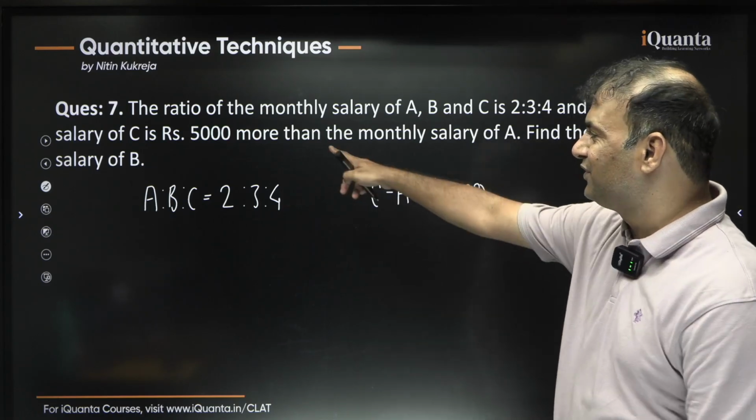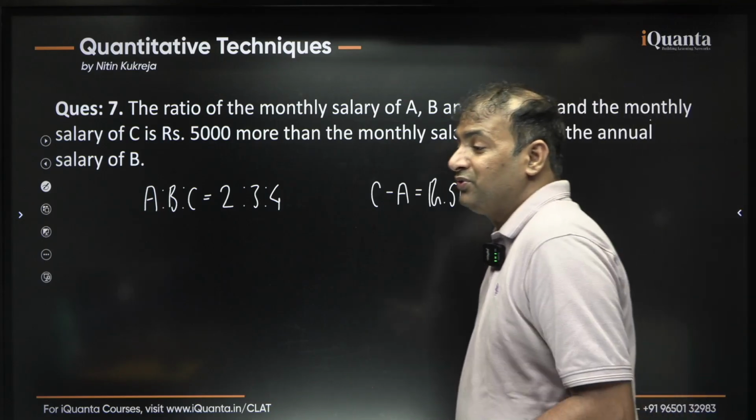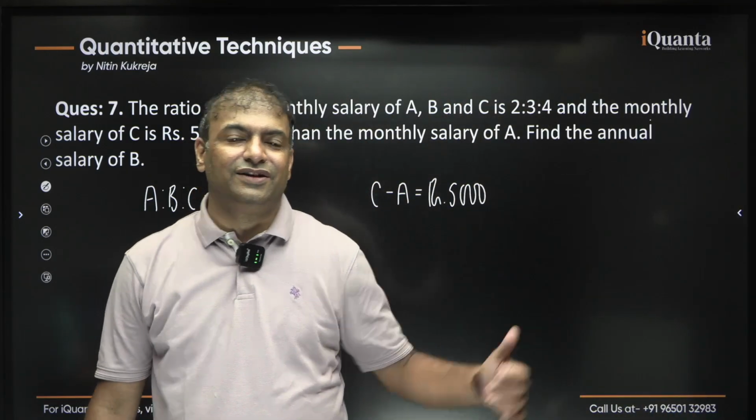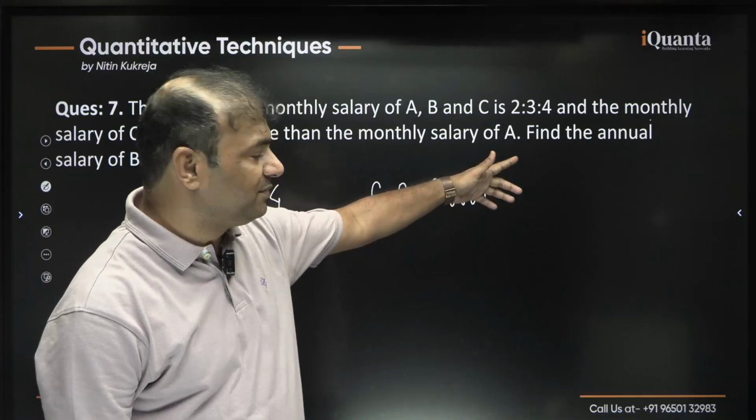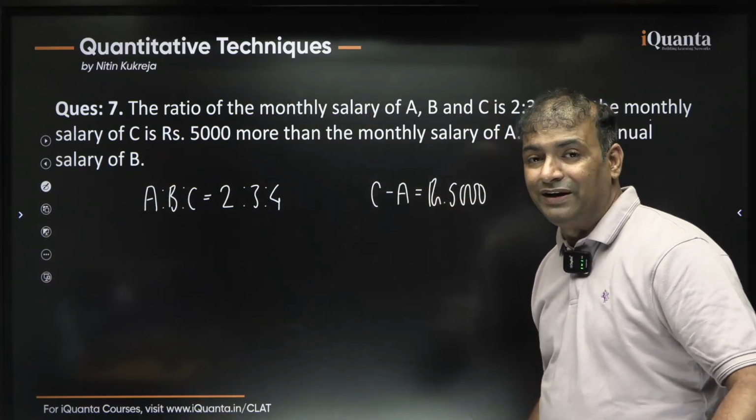And this difference is of only the monthly salary, right? This is also one of the things which a lot of students ignore in terms of reading. The difference is given for the monthly salary, and the question is about the annual salary. Not a difficult thing, but a lot of students miss this part while reading, okay?